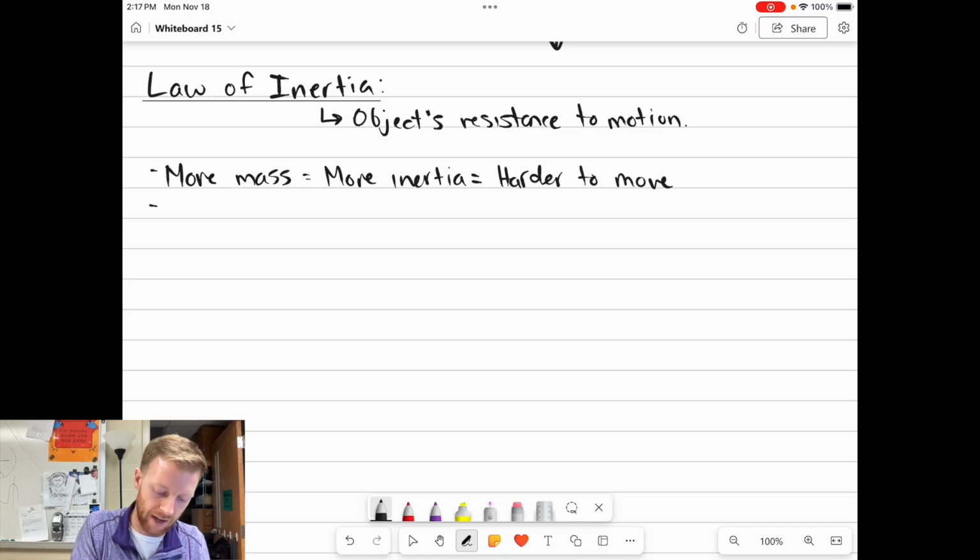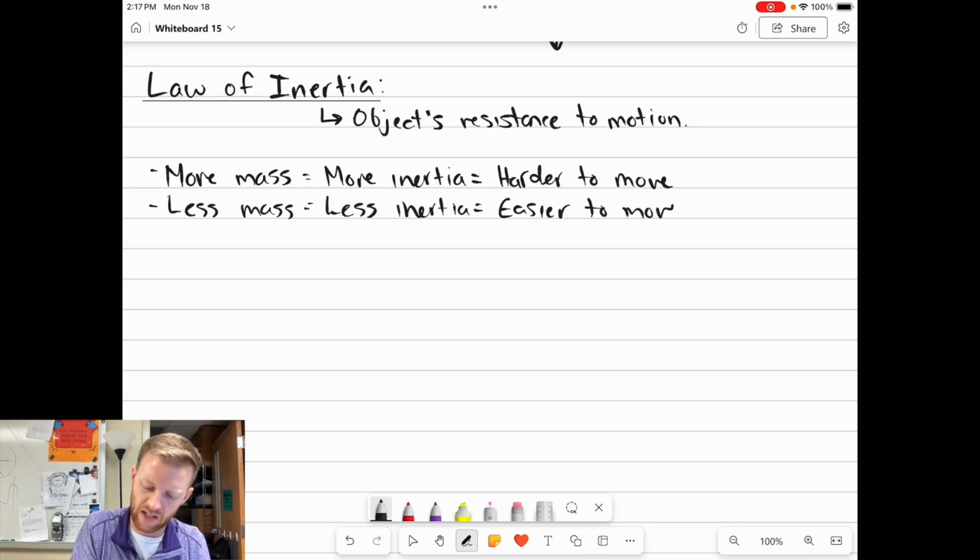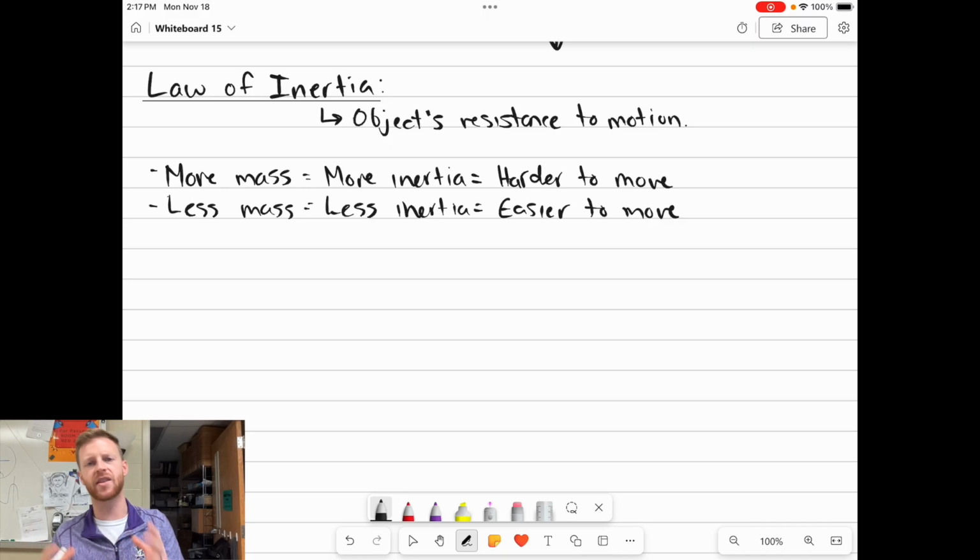Now on the flip side, if you have less mass, it's the opposite. You have less inertia, which means it's easier to move. It's why on a windy day you add weight to objects. You put mass on tops of things to get them to stop moving, because the more you add, the harder it is for that wind force to get it blowing off course, because you need more force to accelerate it, which kind of gets into Newton's second law. But this is the law of inertia.